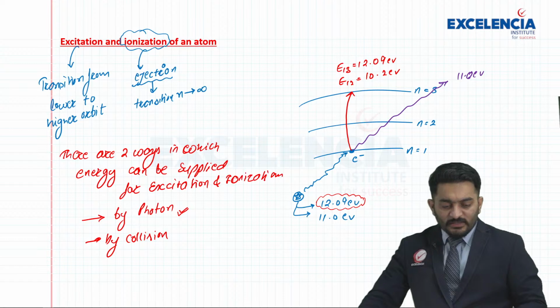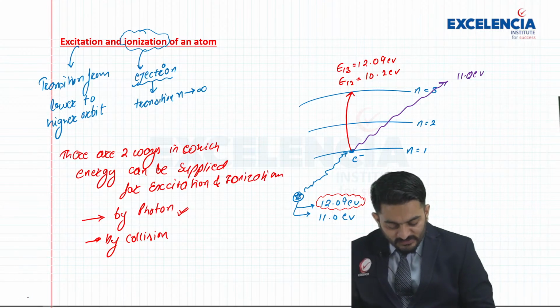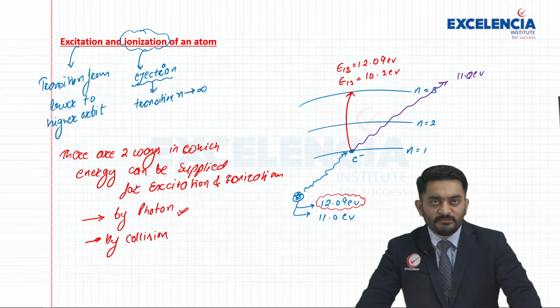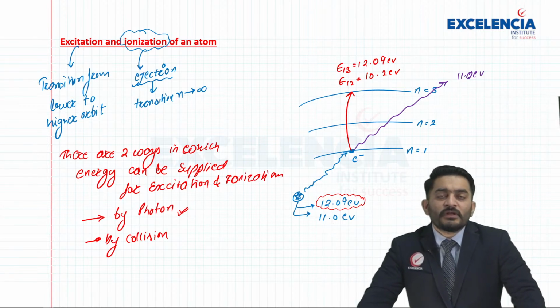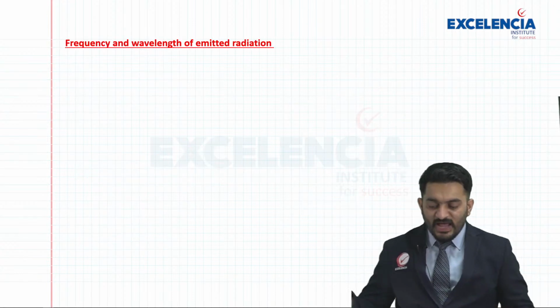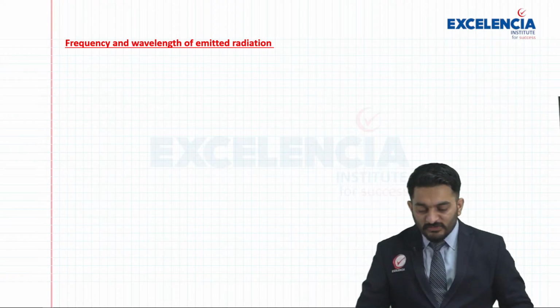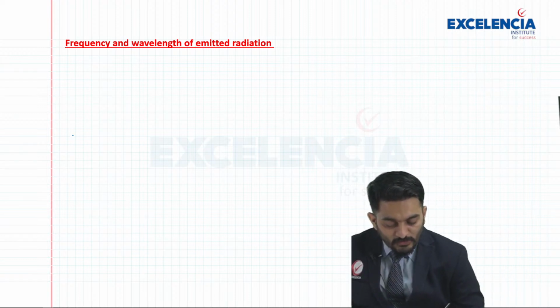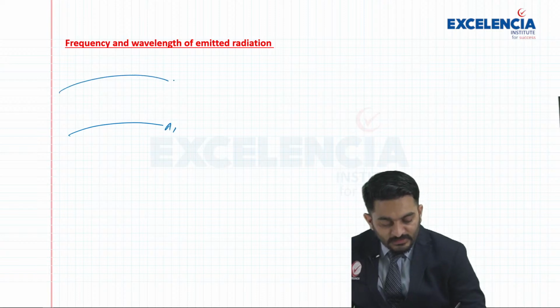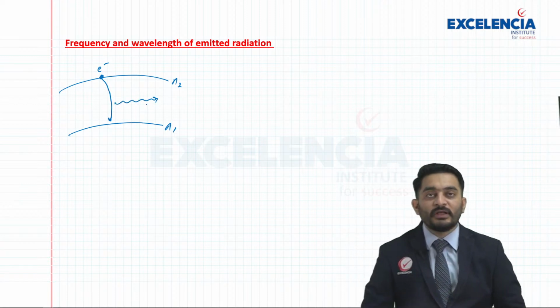So these are some basic terms which we need to understand, and I hope everything is clear when it comes to the excitation and ionization of an atom, and this is what you need to remember over here. Now when you talk about frequency and wavelength emitted, this is also something which you people need to understand, that when an electron is present in a higher orbit, definitely it comes back to a stable form by emitting a photon energy.